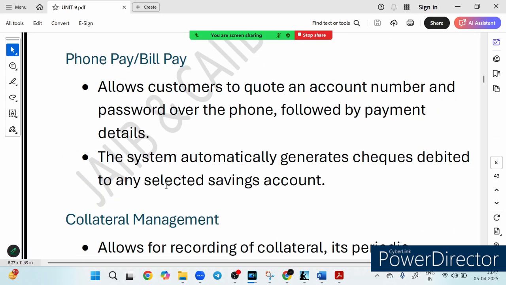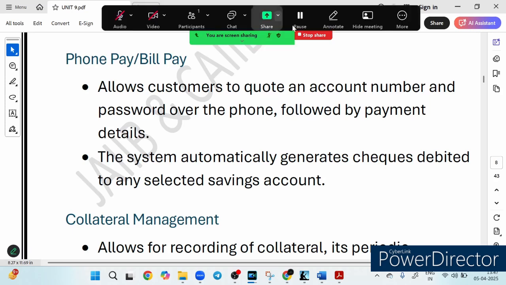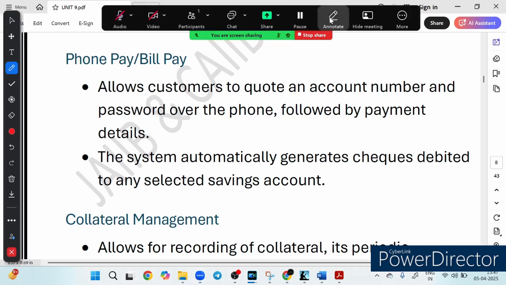Basically, before UPI became popular, there was phone pay. No, not the app. Remember, we are not talking about the PhonePe app. Before UPI, there was phone pay. So in this picture, what happened?